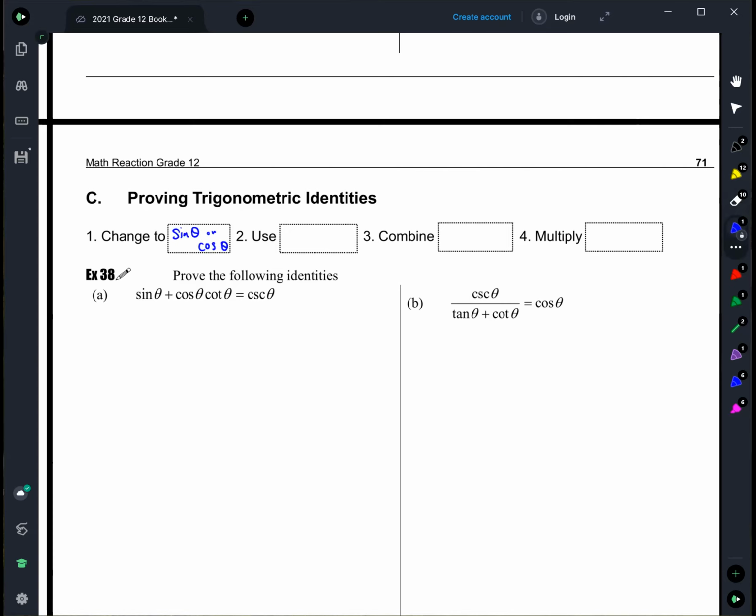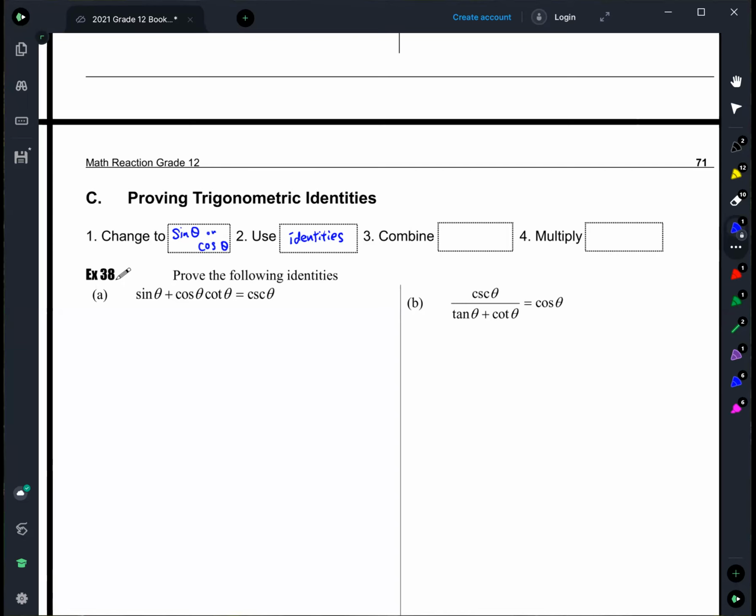If you see something that's not sine or cosine, you change to that if possible, because you have more identities that have sine and cosine. And then once you change to that, number 2, you can start to use identities. Identities refer to the double angle, the square identities, if they're squared.